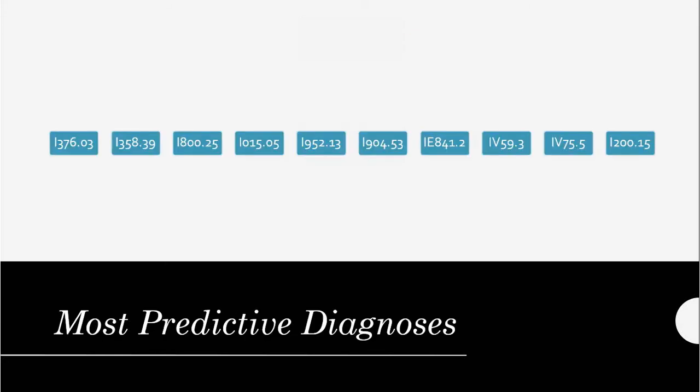And here's a list of the top 10 most predictive diagnoses that were calculated in the model. These diagnoses had likelihood ratios that were closely associated with the diabetes and are therefore important.